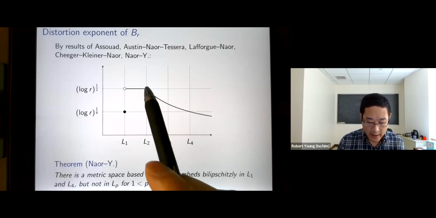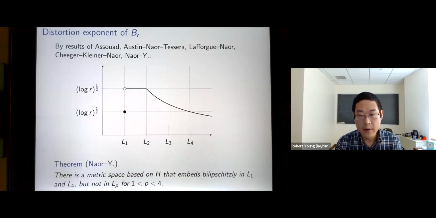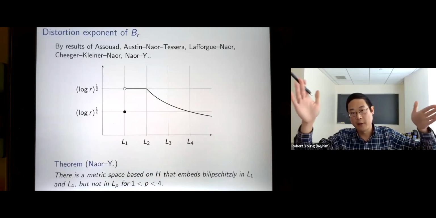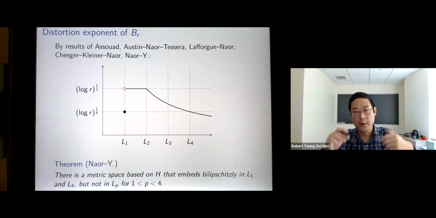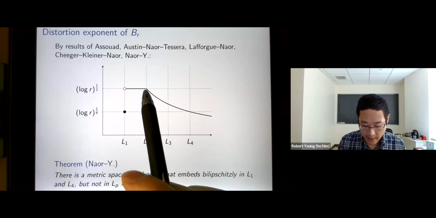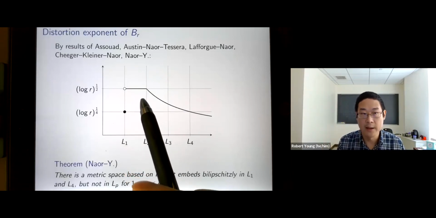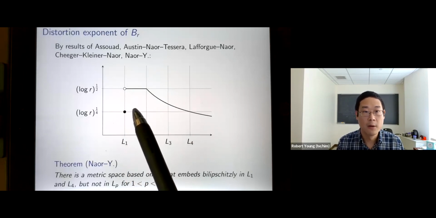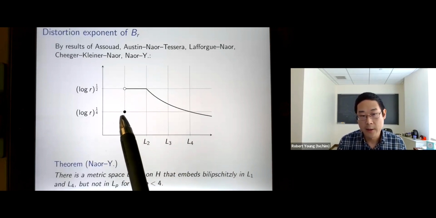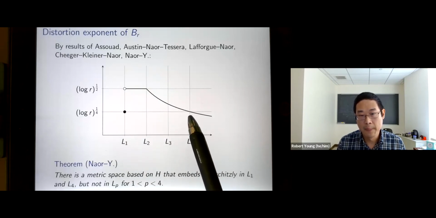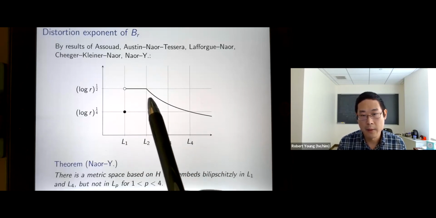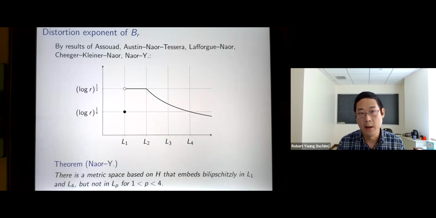but it can't embed in any LP space in between because you've only distorted the metric. You've only changed the metric by a factor of fourth root log r. In order to embed it in L2, say, you would have to distort it by an additional factor of fourth root log r. And so you get a metric that embeds Bi-Lipschitzly in L1, Bi-Lipschitzly in L4, but it has at least this much distortion in any LP space in between.